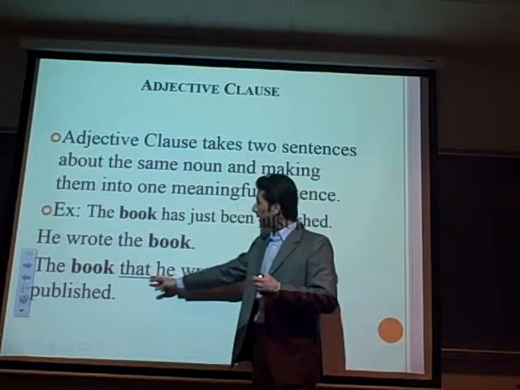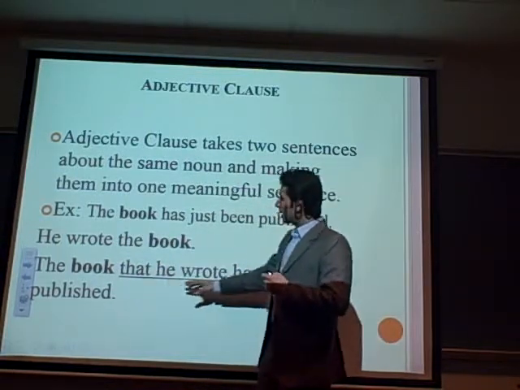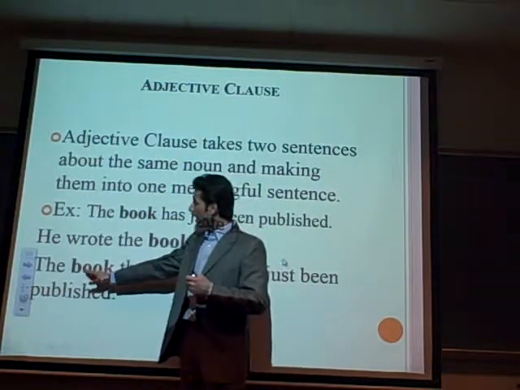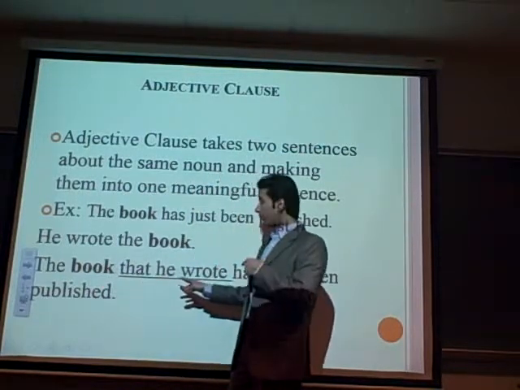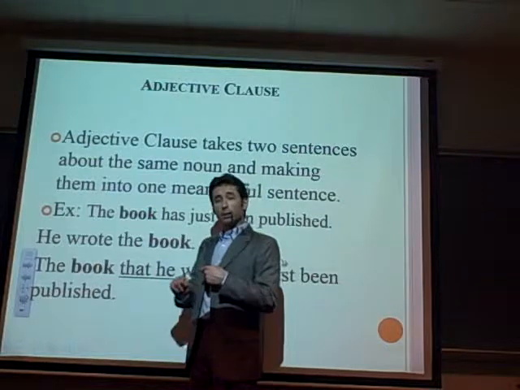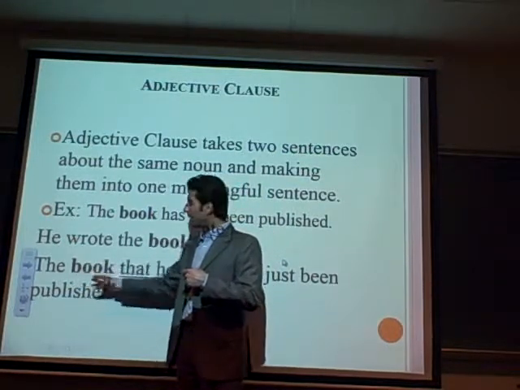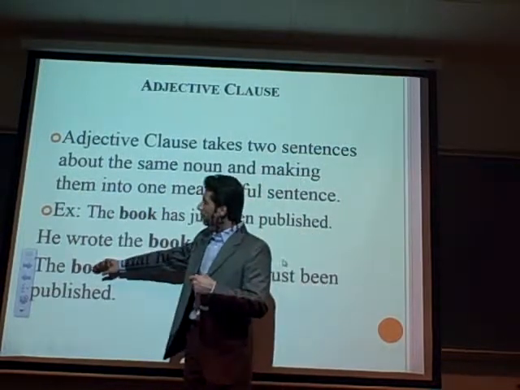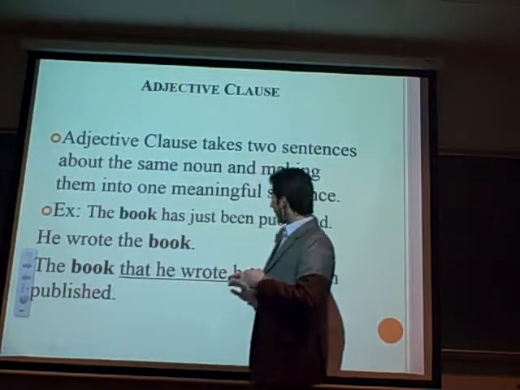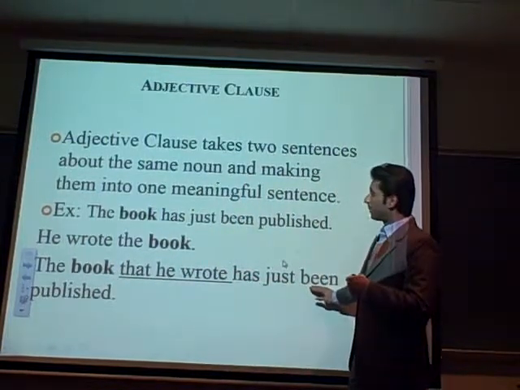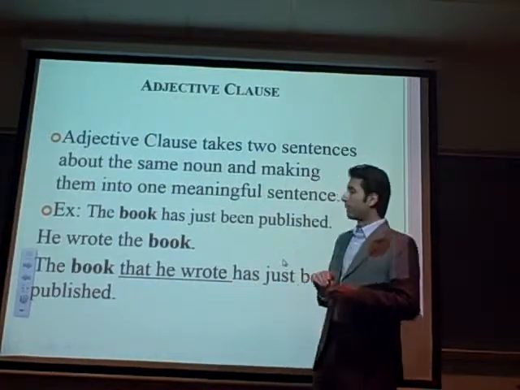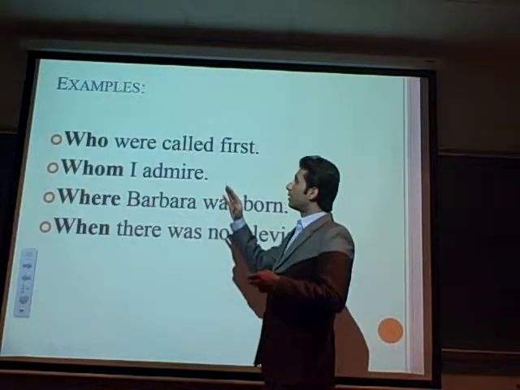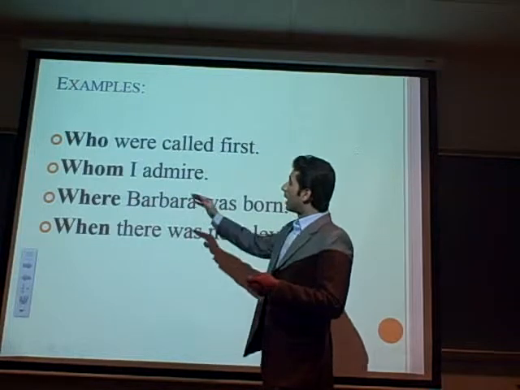So here we have a dependent clause that starts with a relative pronoun, which is that, and we have the noun here, which comes before the adjective clause, and usually it comes immediately before the adjective clause. So here, this adjective clause modifies or describes this book, and here we have the independent clause, the book has just been published.